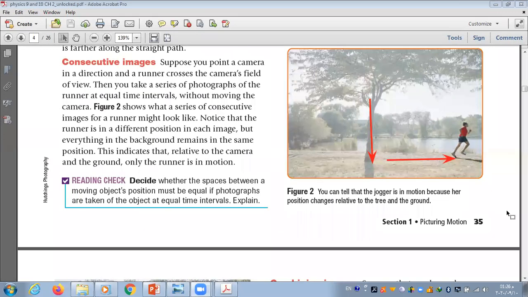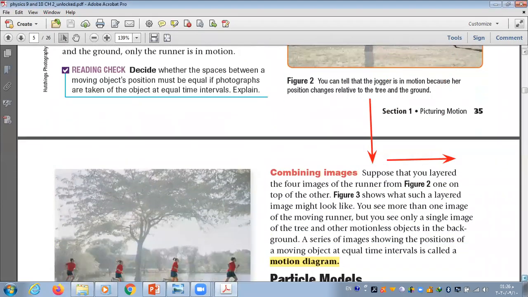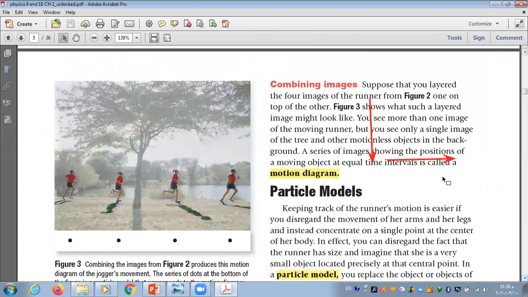If we move to the next page, combining images. I want another one to read. This one. Combining images. Okay, so Yes, yes, Mr. yes, please read this one.